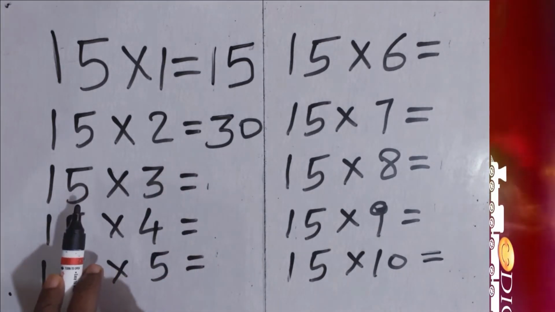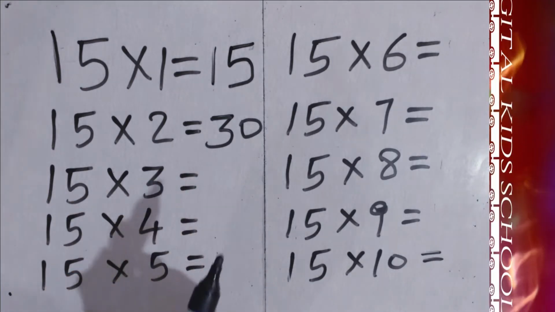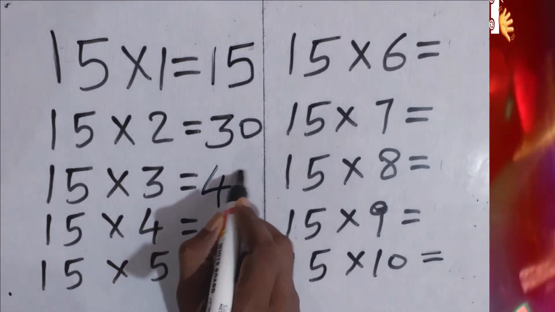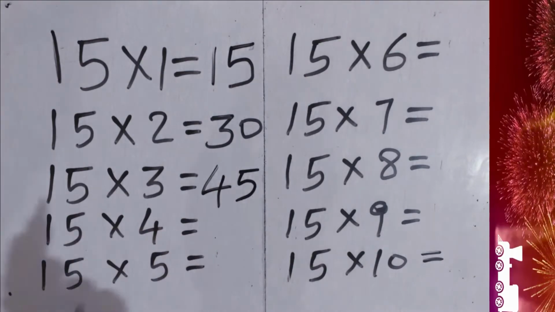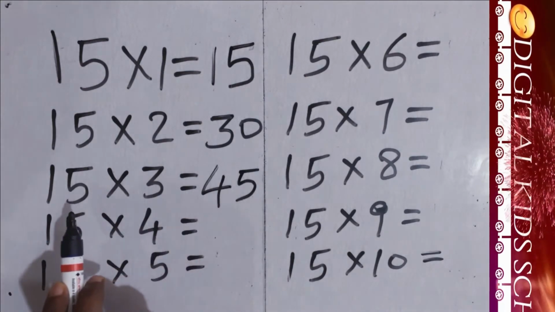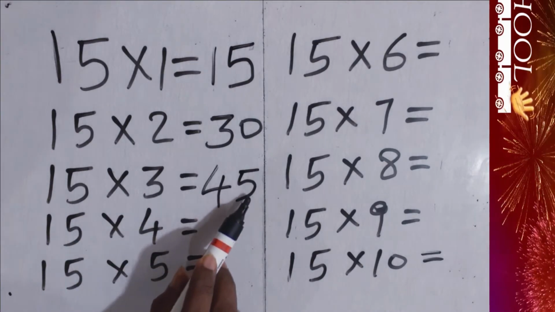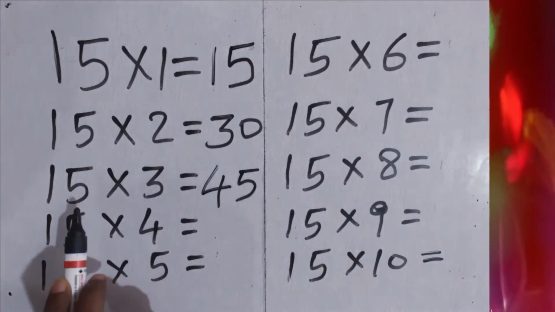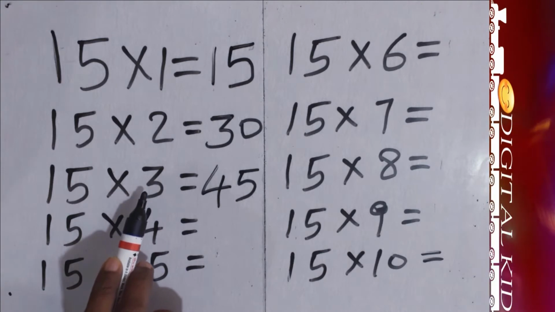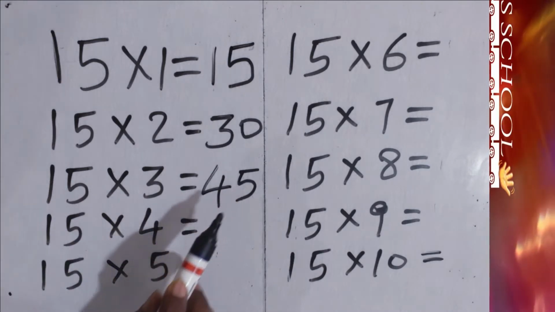Now tell me the answer. What is 15 into 3? Write the answer here. 15 into 3 is equal to 45. Write the answer here. 45. 15 multiplied by 3 is equal to 45. 15 3s are 45. 3 times 15 is equal to 45.